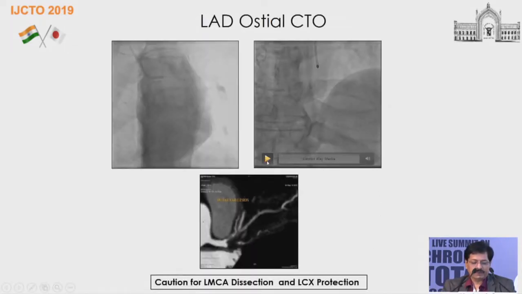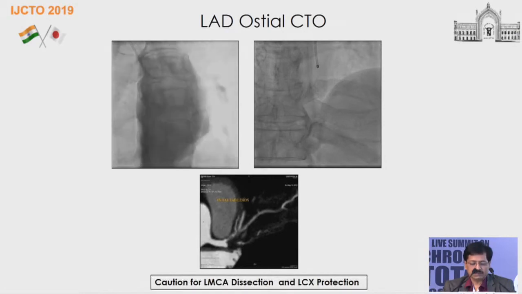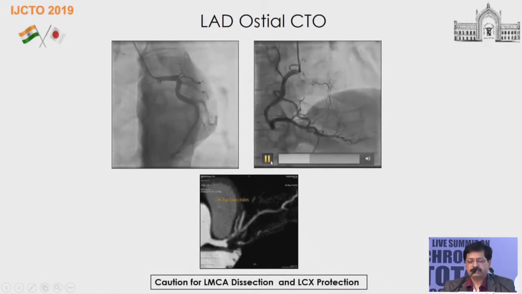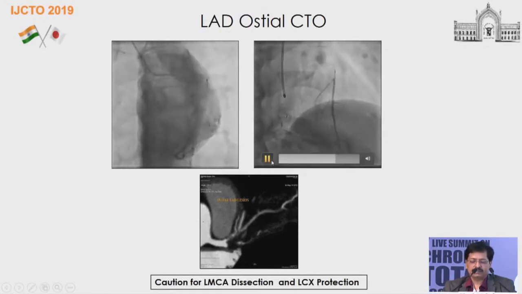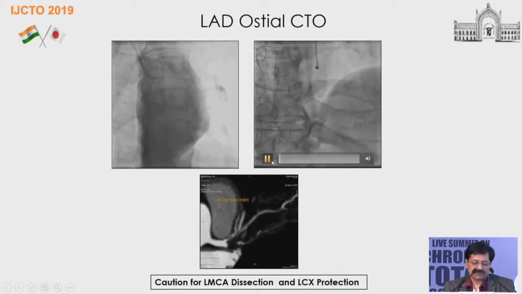Like LAD ostial occlusions, one danger of the LAD ostial occlusions is that mostly you have to attempt retrograde procedures in these cases, and then there is a chance of ostial and left main stenting. You always take a chance in these cases. You sometimes have to cover the left main also at the end. That you should remember. And dissection and protection of the circumflex is very important.